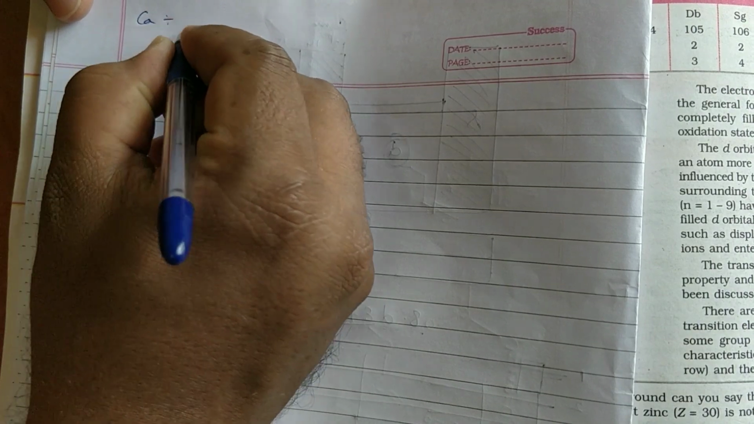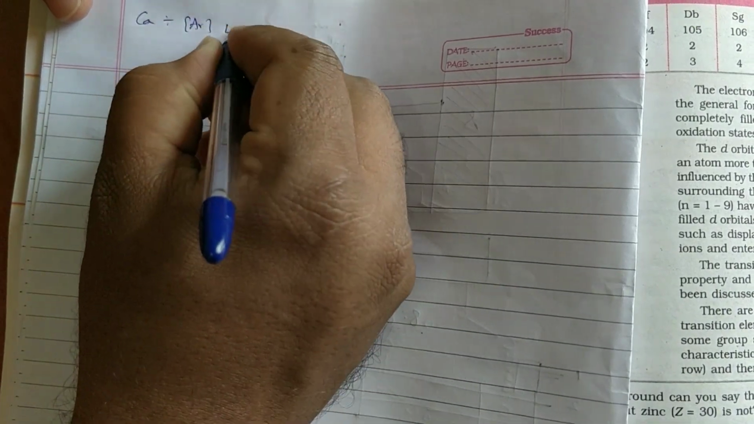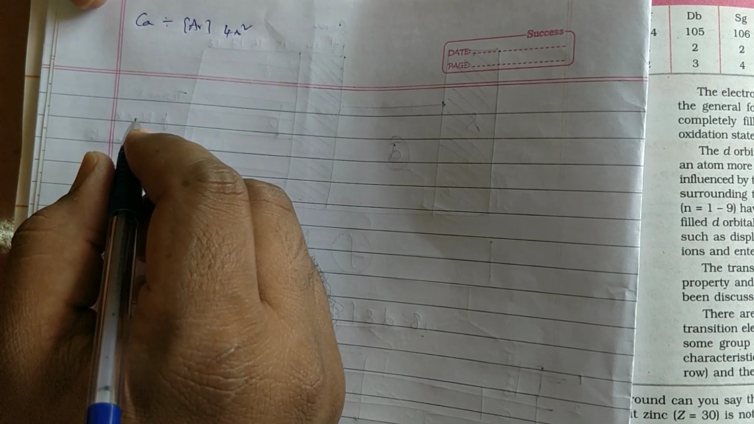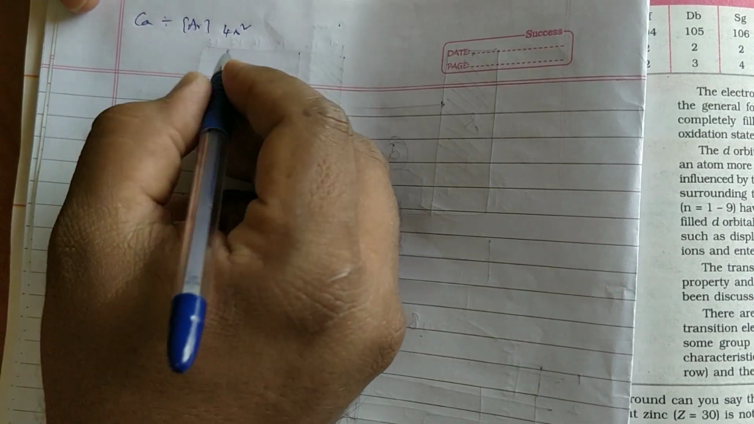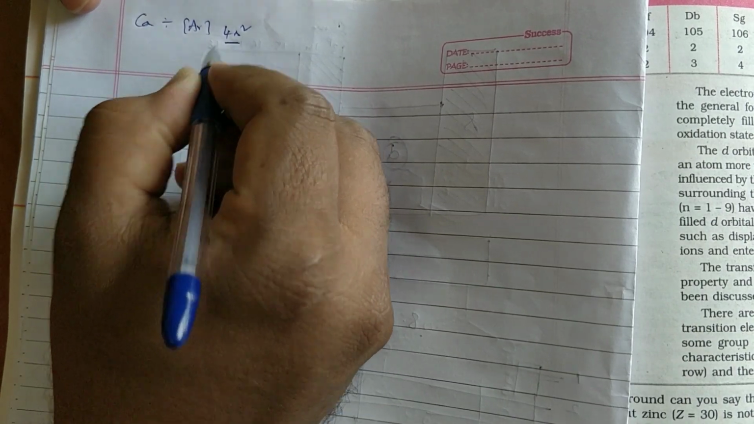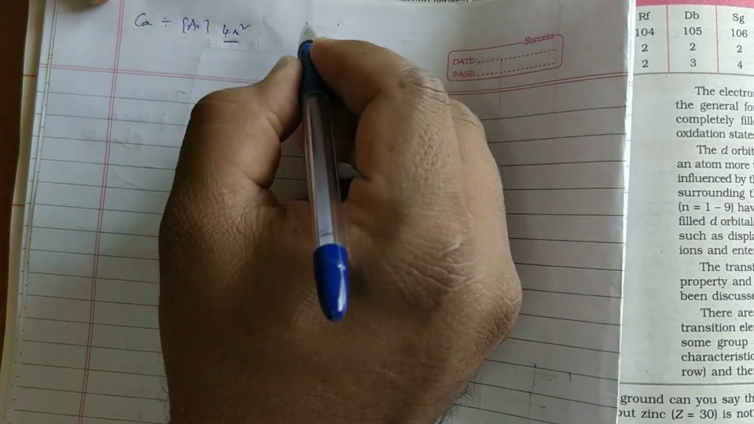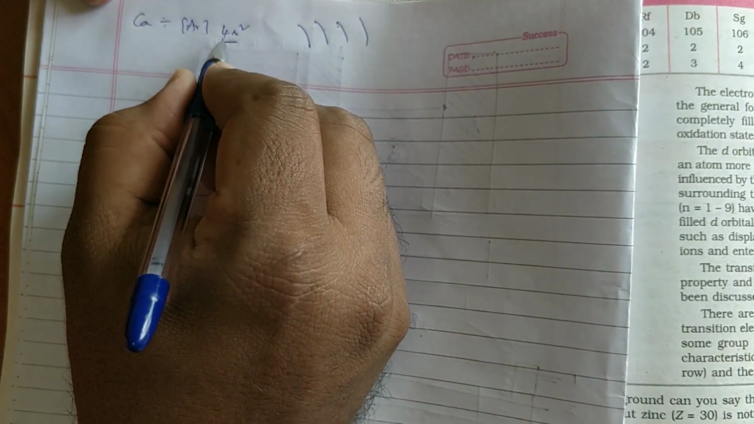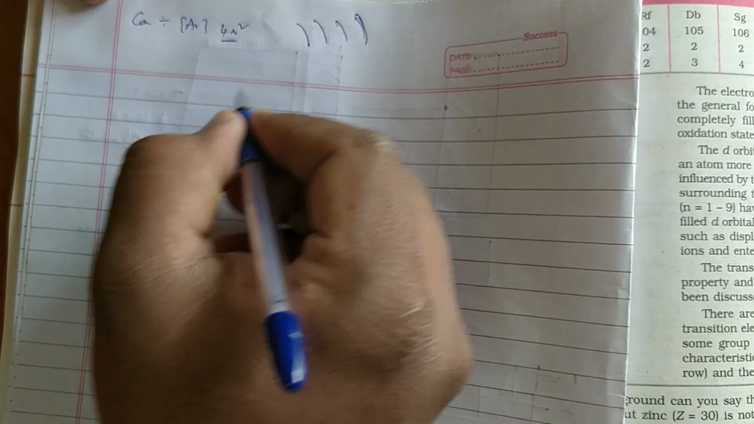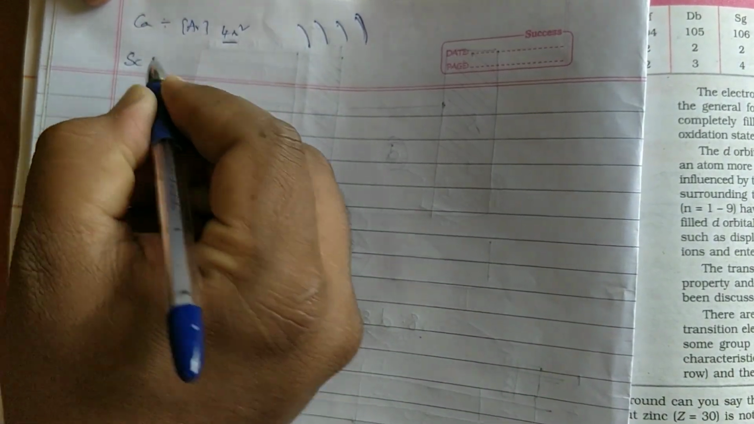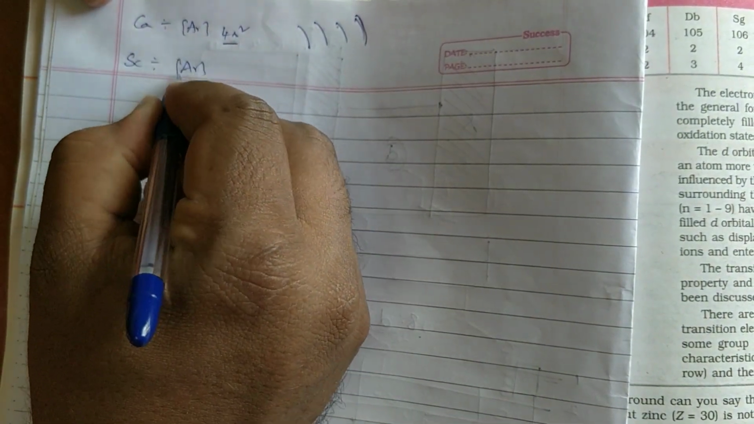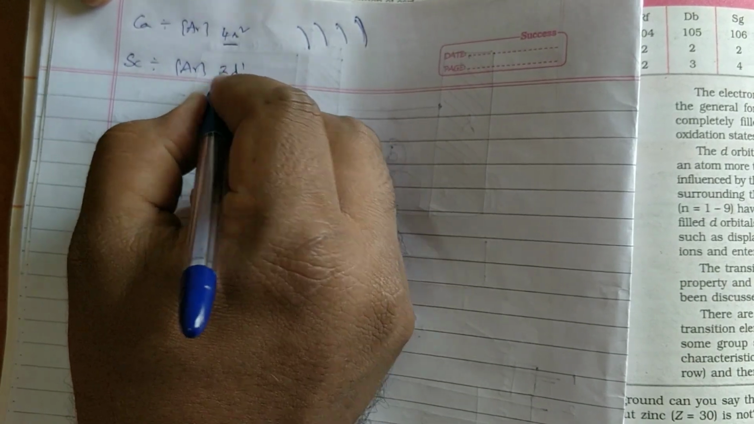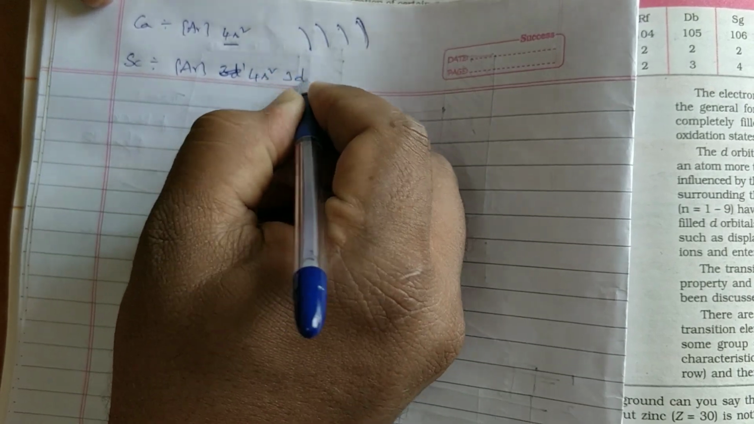Now, electronic configuration of calcium. Electronic configuration of calcium is argon 4s2. What is the outermost shell? 4, the fourth shell. So calcium: 1, 2, 3, 4. Argon is completed up to 3. The outermost electrons are present in the fourth shell. But coming to scandium, the electronic configuration of scandium is argon 3d1 4s2. That means 4s2 3d1.